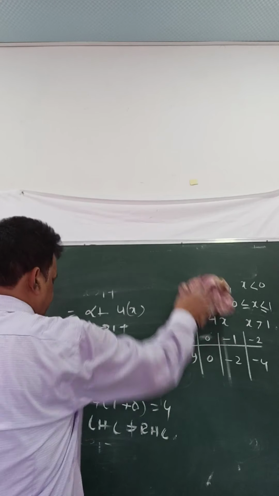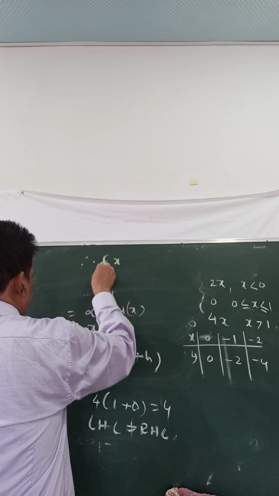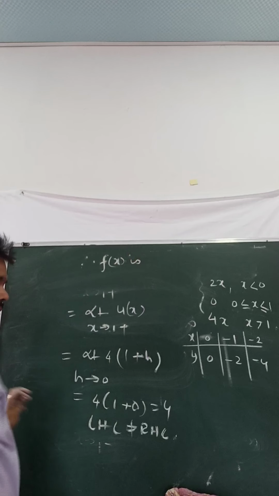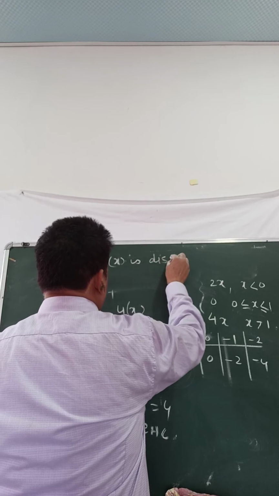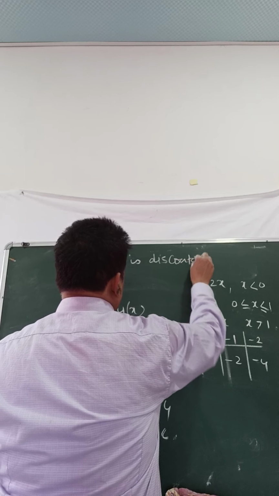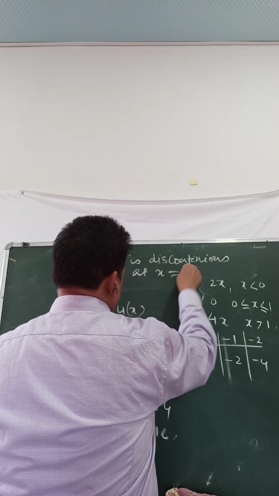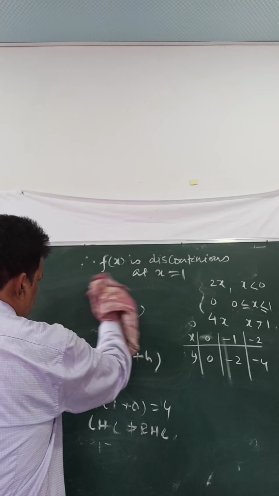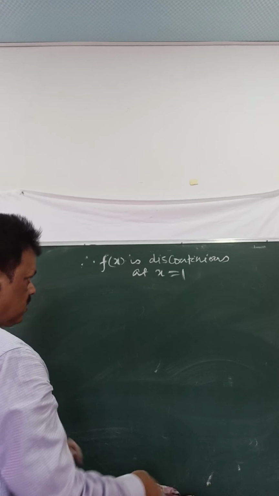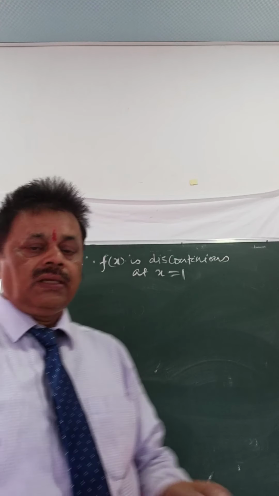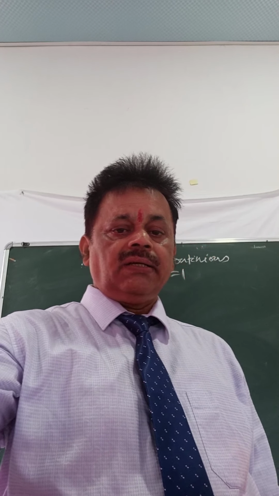Therefore f(x) is discontinuous at x equals 1. So there are some more questions given in your textbook. You try to solve them. Tomorrow's class is very important, as we will be discussing the greatest integer function and modulus functions.